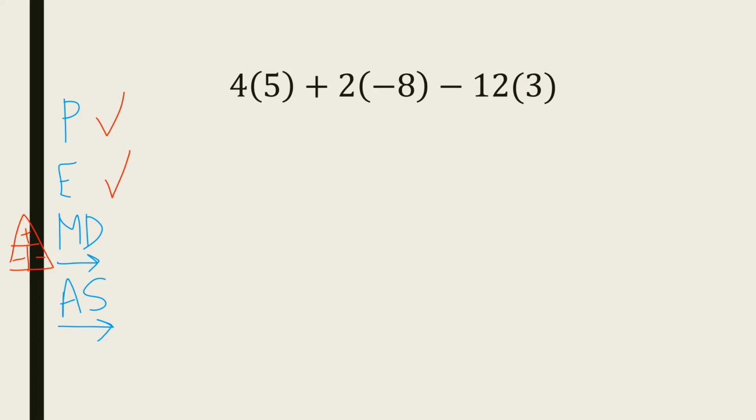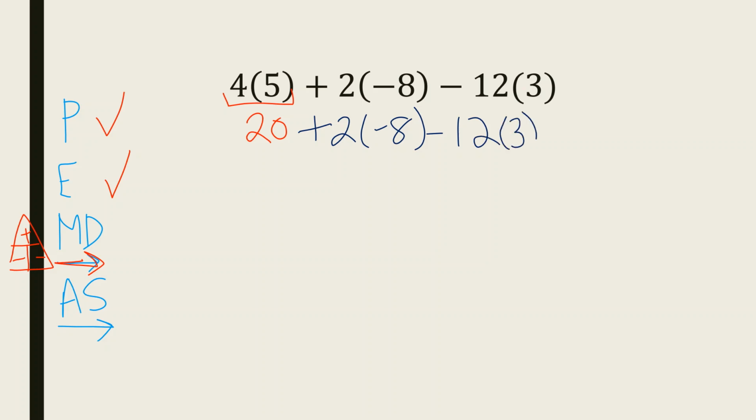Now here we see that we have three multiplications, 4 times 5, 2 times -8, and 12 times 3. Now don't forget, we need to go from left to right. So let's first do 4 times 5. 4 times 5 will give us a product of 20. Now we need to bring everything down, plus 2 times -8 minus 12 times 3. We're not done with the step, so let's do the next multiplication, 2 times -8.